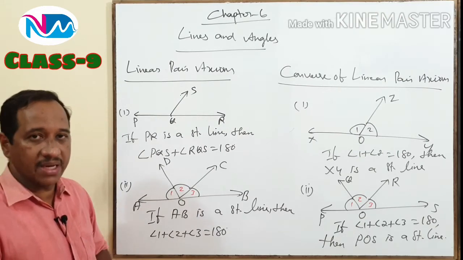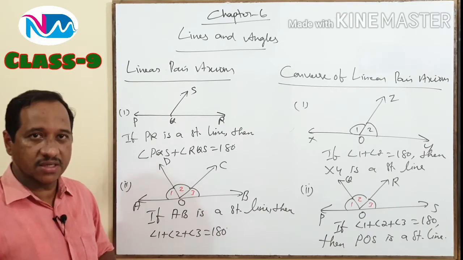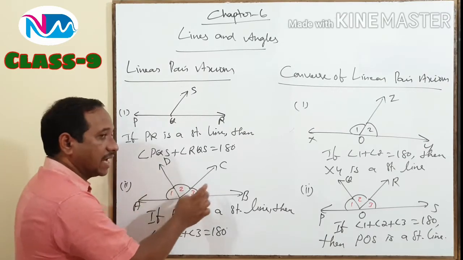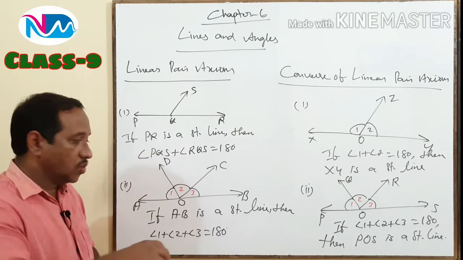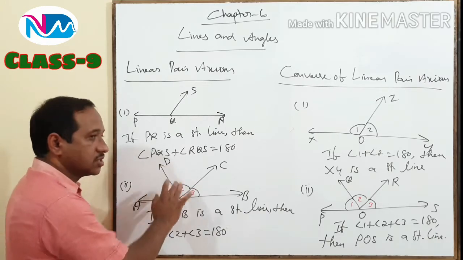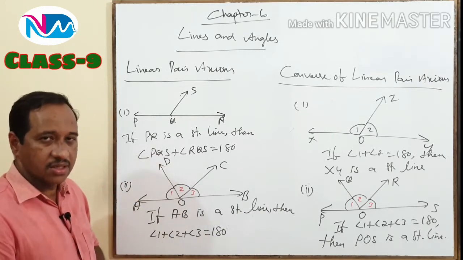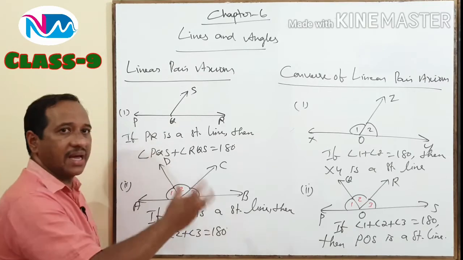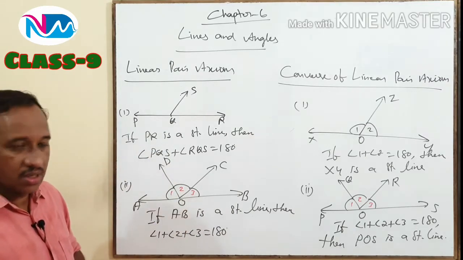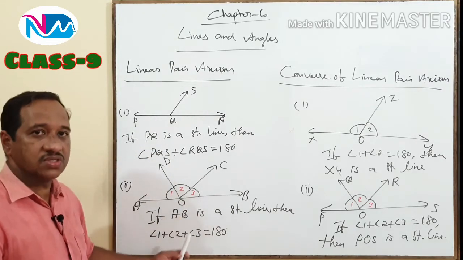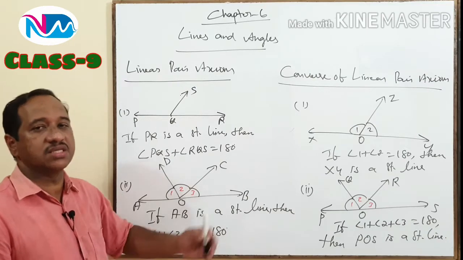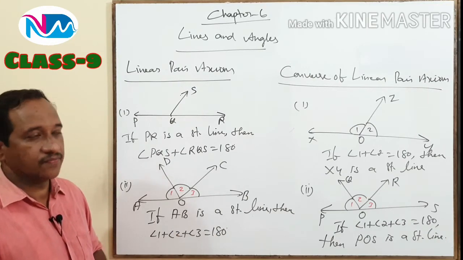In a linear pair there are only two angles, but here you can see three angles. So we consider angle 1 and angle 2 as a single angle, so linear pair axiom can be used. That is angle 1 plus angle 2 plus angle 3 is equal to 180 degree.